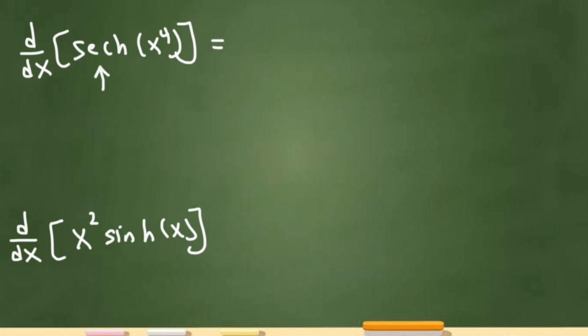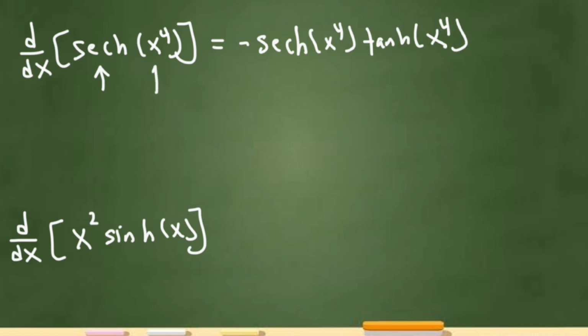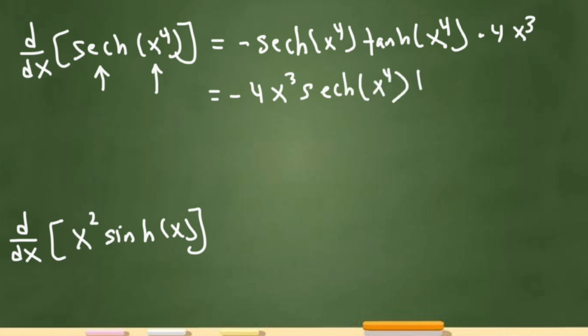The derivative of secant is negative hyperbolic secant of x to the fourth times hyperbolic tan of x to the fourth. And we need to differentiate the inside part, which is 4x raised to the power of 3. So the answer is negative 4x cubed hyperbolic secant of x to the fourth times hyperbolic tan of x to the fourth.